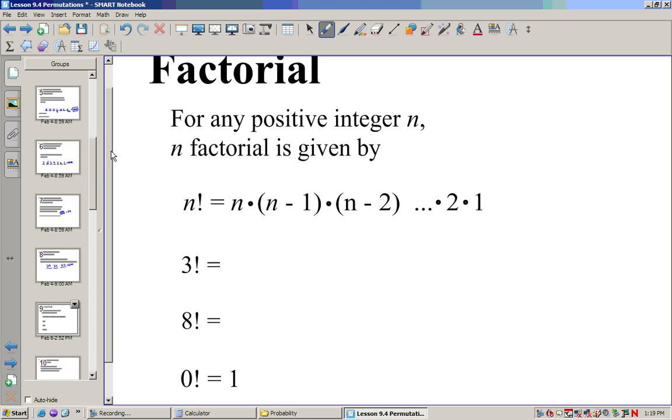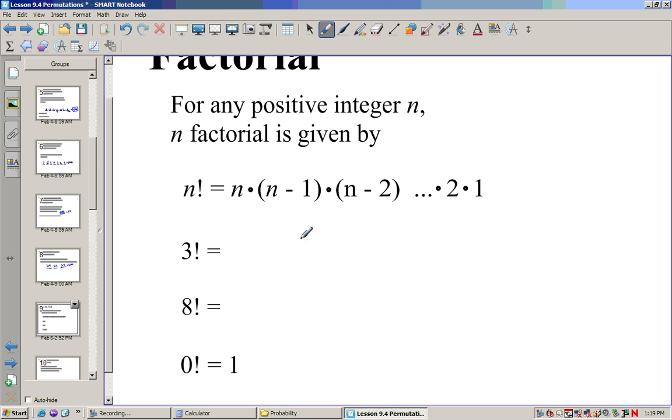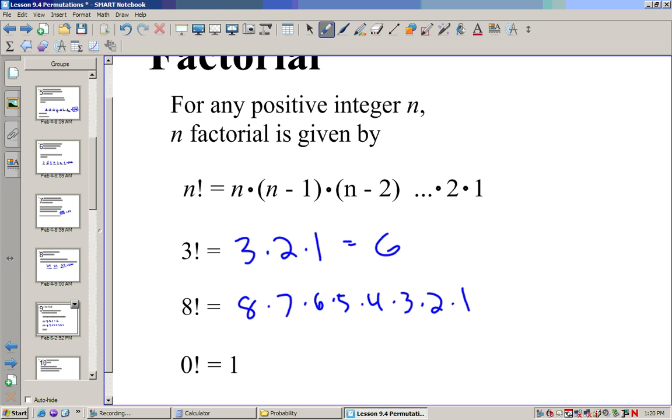Now let's talk about factorial. I think some of you have seen these before, so you've probably been saying that through this whole lesson. 3 factorial is 3 times 2 times 1, which would be 6. 8 factorial is 8 times 7 times 6 times 5 times 4 times 3 times 2 times 1, which would give us 50,400.